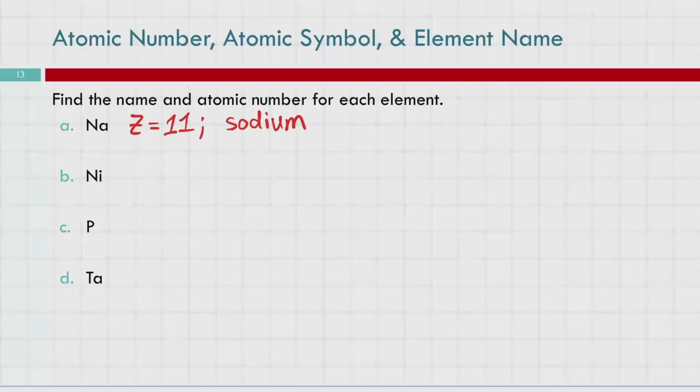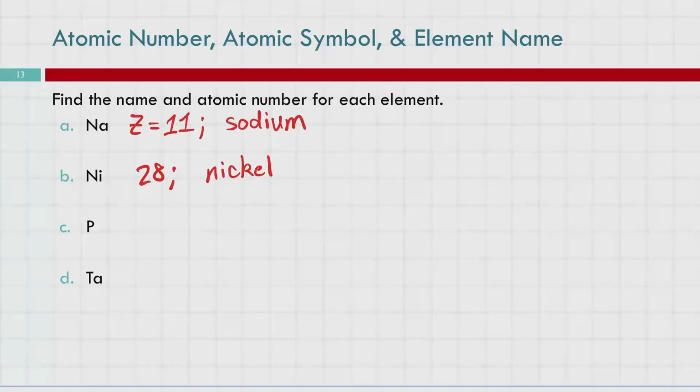Now we're looking for Ni. Where do we find Ni? Yeah, first row in the middle and the 10th column. We've got Ni there. What's its number? 28. It's 28. And what's its name? Nickel. It is nickel.